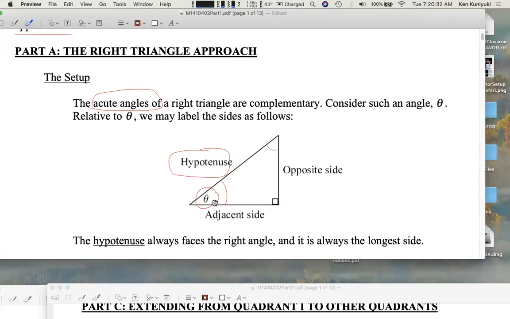So relative to this angle theta, we can identify an opposite side and an adjacent side. Regardless of which angle you're talking about, the hypotenuse will always be the longest side, and it's always going to face the right angle. Only right triangles will have a hypotenuse. The hypotenuse will always be longer than each of these two legs. And by the way, when I refer to a leg or a hypotenuse, or a side in general, I may be referring to the actual geometric figure or to the length of that figure. So understand the context.